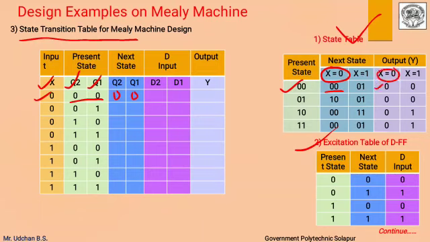I will observe this column for the present state 0 0. So output is 0 for this. Now I have to write the D inputs, D2 and D1. For that I will use the excitation table. For D2, observe the values of Q2 and Q2 plus. Q2 is 0, Q2 plus is 0. That is, present state is 0, next state is also 0. In that case, T input is supposed to be 0. So I will write 0 over here.